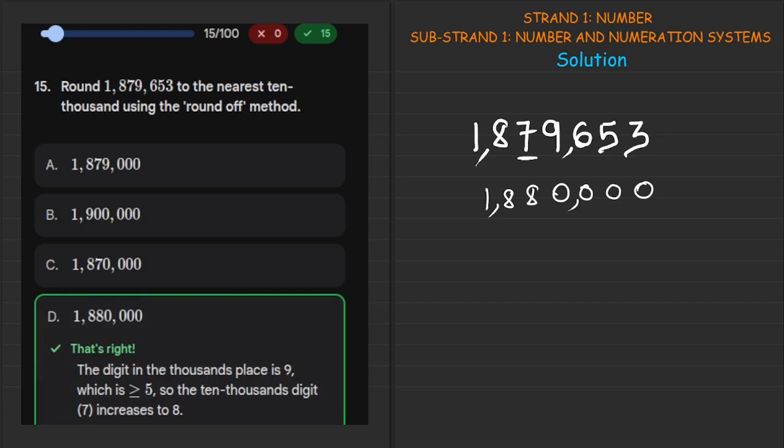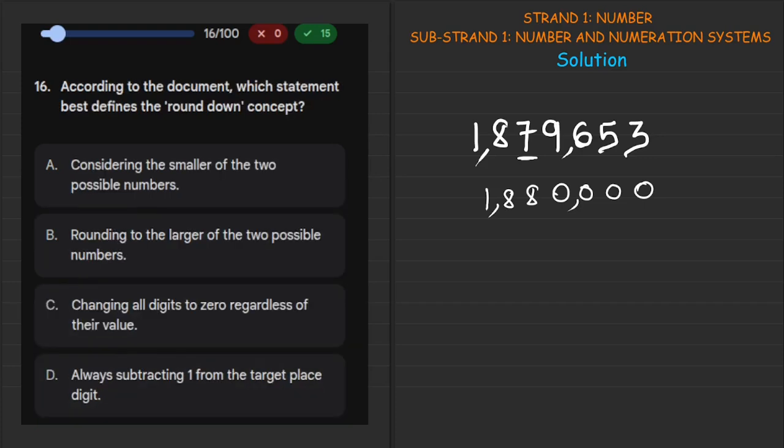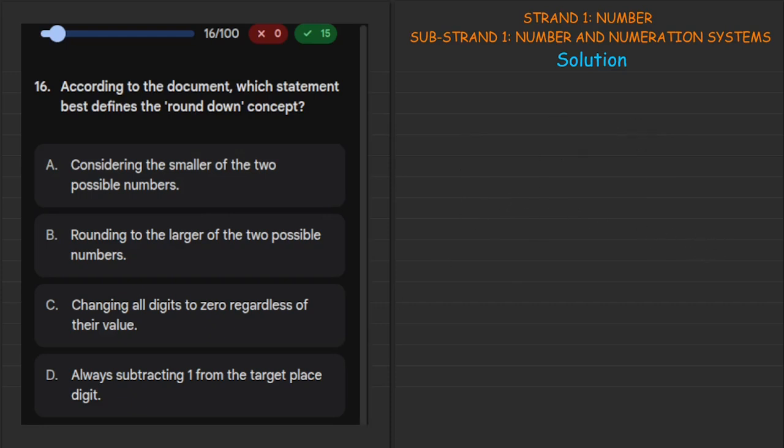1,880,000, as you can see. Our next question says, which statement best defines round down? The round down concept. Which statement best defines it? So it says, considering the smaller of the two possible numbers. Is that true? That is true, but then let's read the remaining.